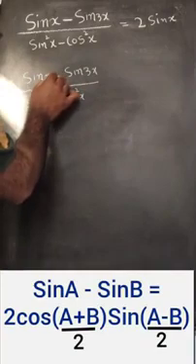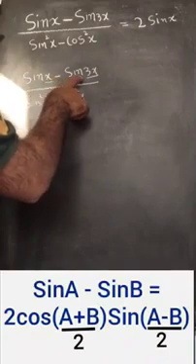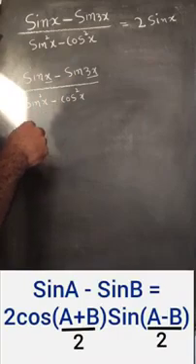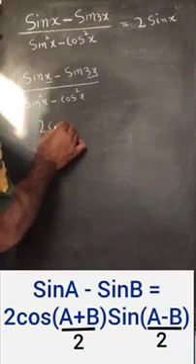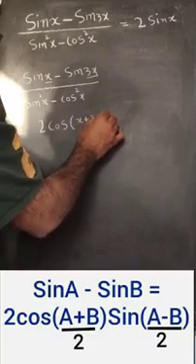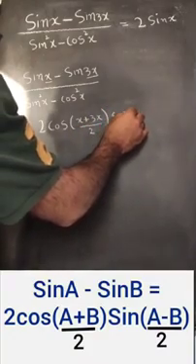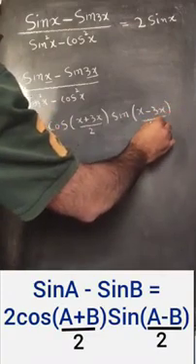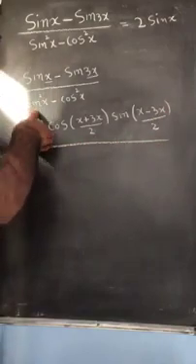Now if we treat this x as a and 3x as b, then it is of the form sine a minus sine b, and we know that sine a minus sine b is equal to twice cos of a plus b divided by 2 sine of a minus b divided by 2, whole divided by, now it is sine square x minus cosine square x.